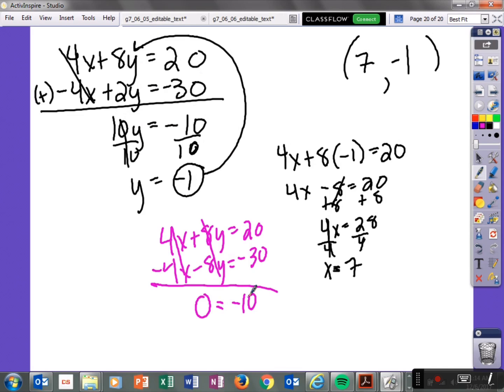But what if none of them cross out? We're going to get to when none of them cross out. What if that crosses out and that crosses out? Then it'd be 0 equals 0. 0 does equal 0, so all real numbers.